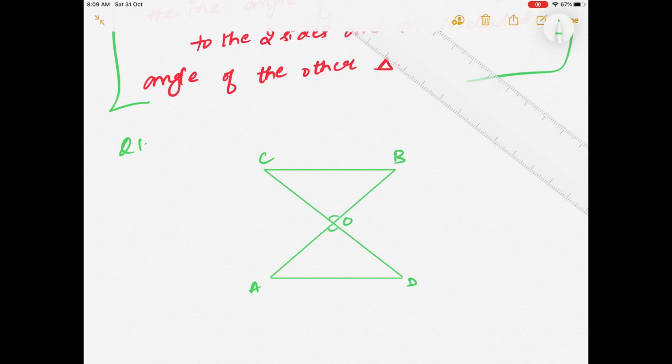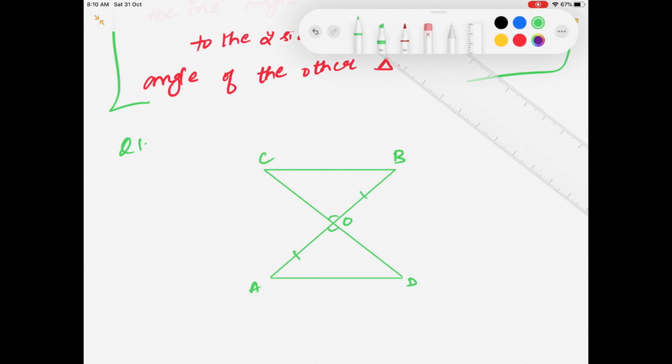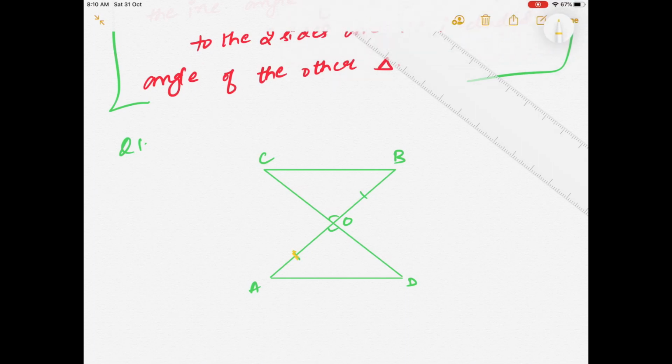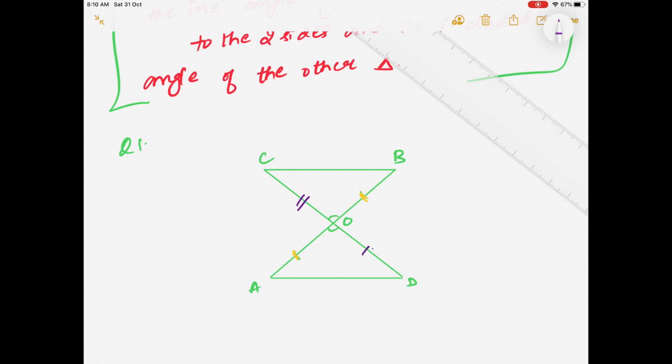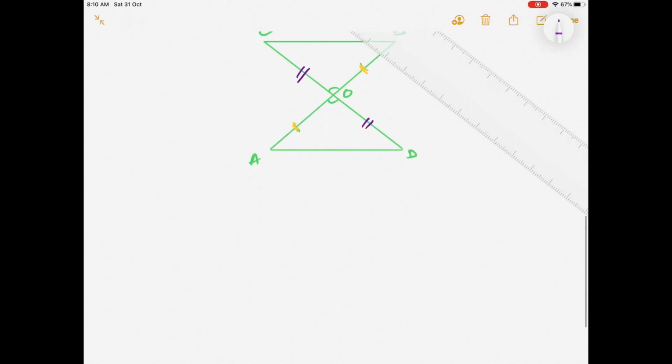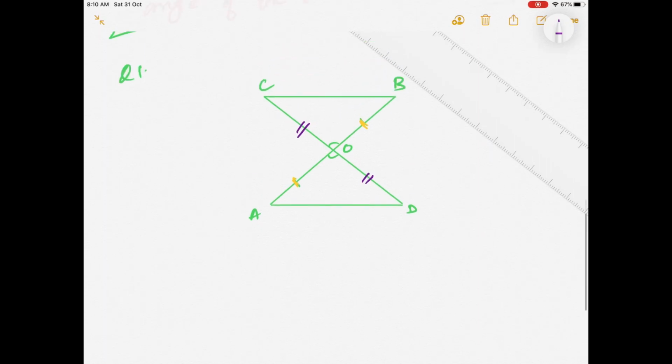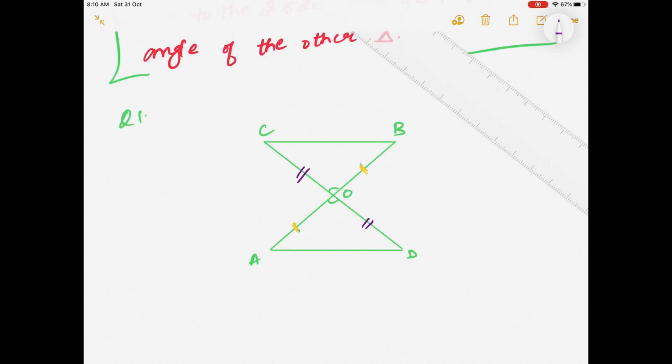Now this is our point O. In this figure, OA is equal to OB. You have to mark all the points. OA is equal to OB and OD is equal to OC. So show that triangle AOD is congruent to triangle BOC.